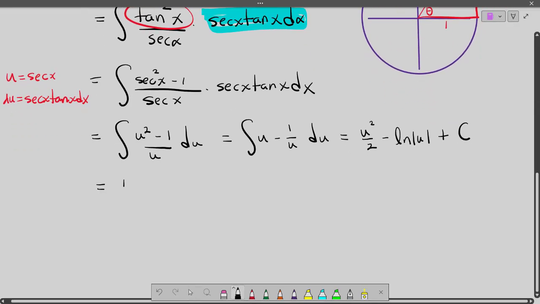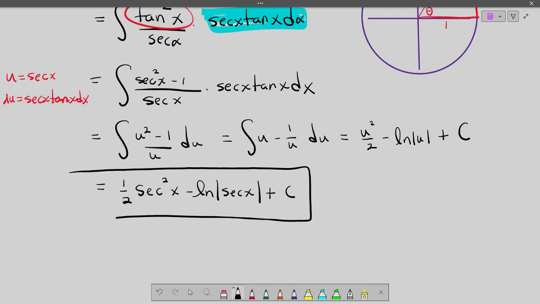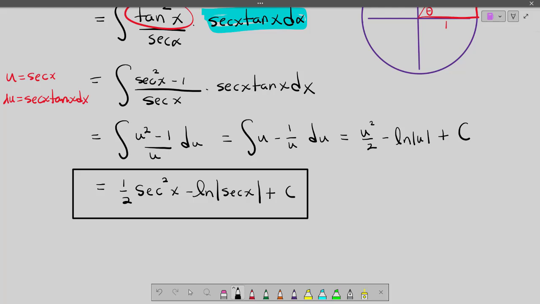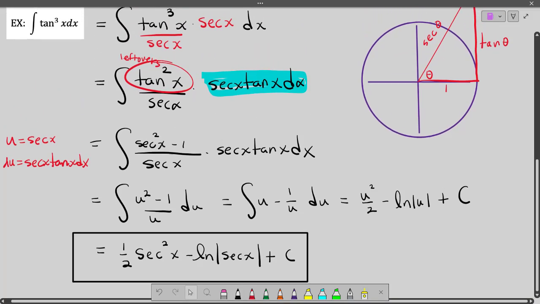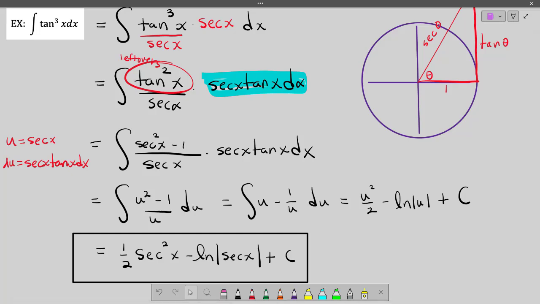Final step, back substitute. We said we were going to let u be secant of x. So we'll have half secant squared minus natural log absolute secant, plus c. That'll be our antiderivative. That'll be our final answer.